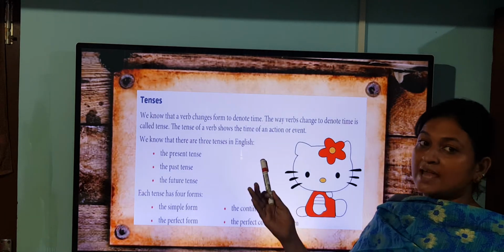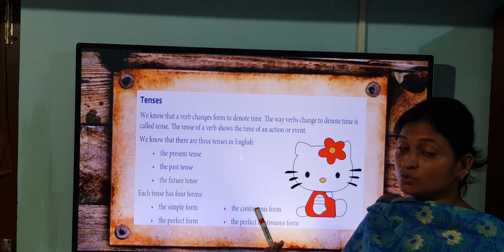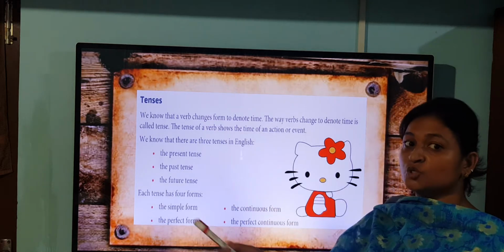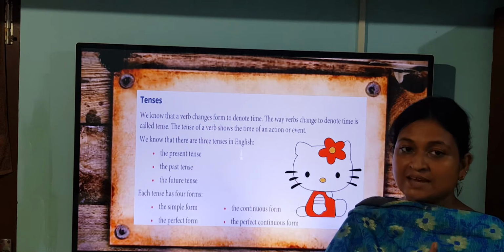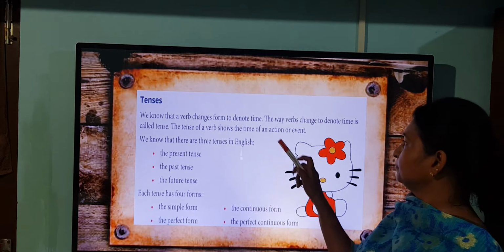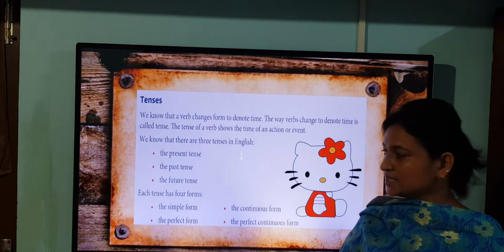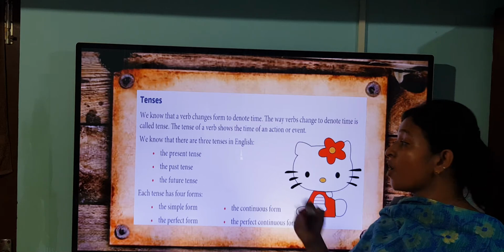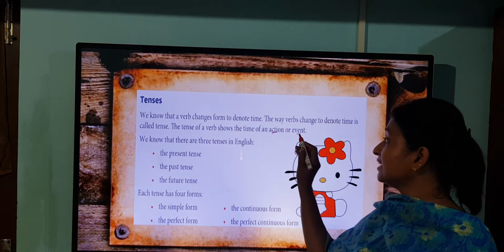In a sentence, when I'm talking about the past, the verb will change according to the things I'm talking about from my past. And if I'm going to do something in my future, again, there is a change in the verb, so that people can understand whether I'm talking about my past, my future, or my present. The way verbs change to denote time is called tense. The tense of a verb shows the time of an action or event.